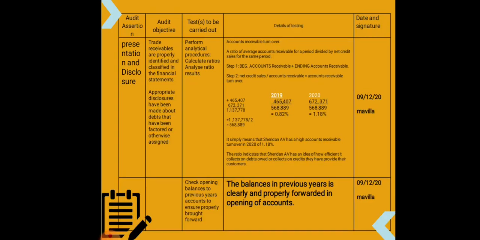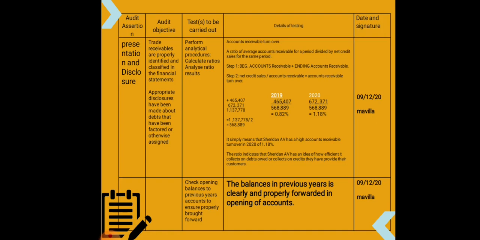First, presentation and disclosure. Perform analytical procedures, calculate ratios, and analyze ratio results. The ratio I used is accounts receivable turnover, a ratio of average accounts receivable for a period divided by net credit sales for the same period. Step 1. Beginning accounts receivable plus ending accounts receivable. Step 2. Net credit sales divided by accounts receivable equals accounts receivable turnover.